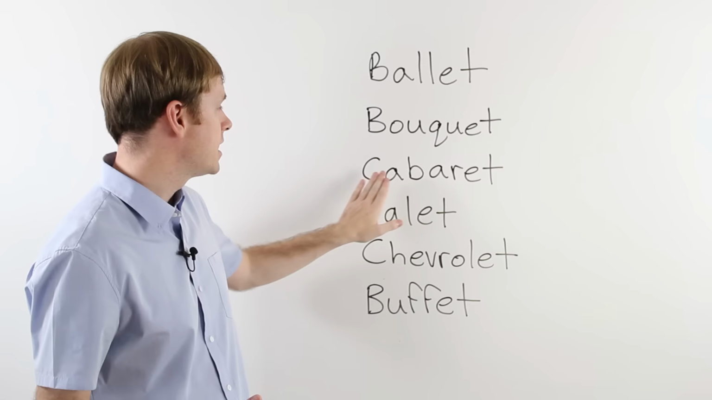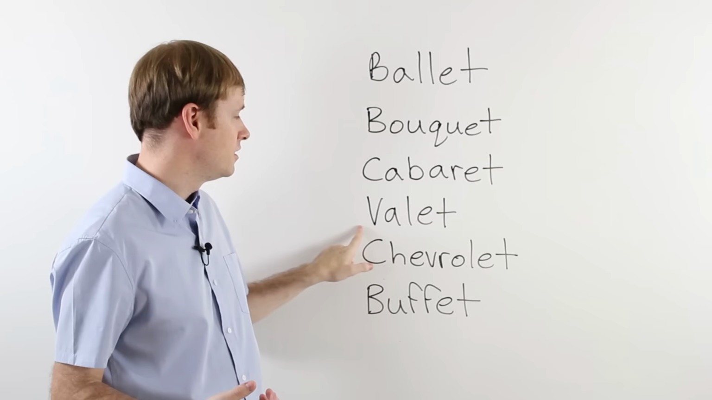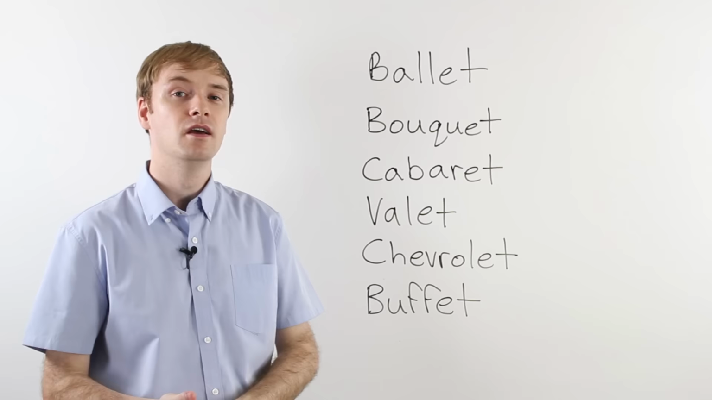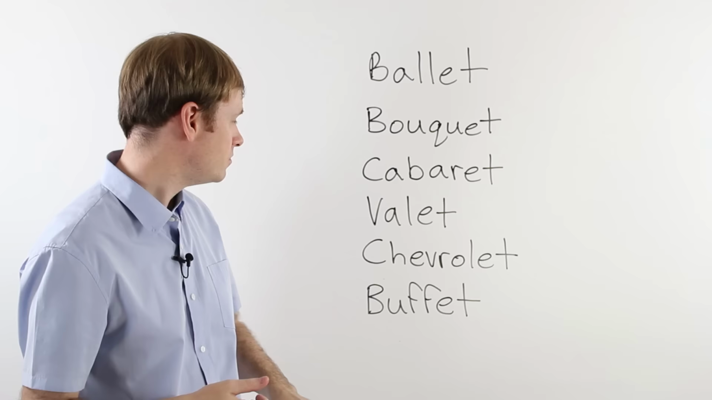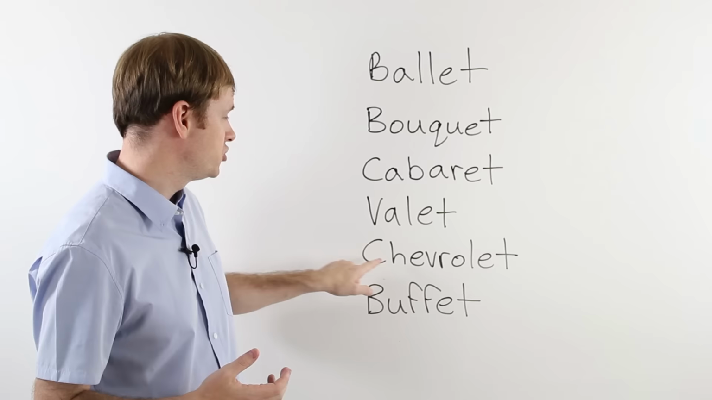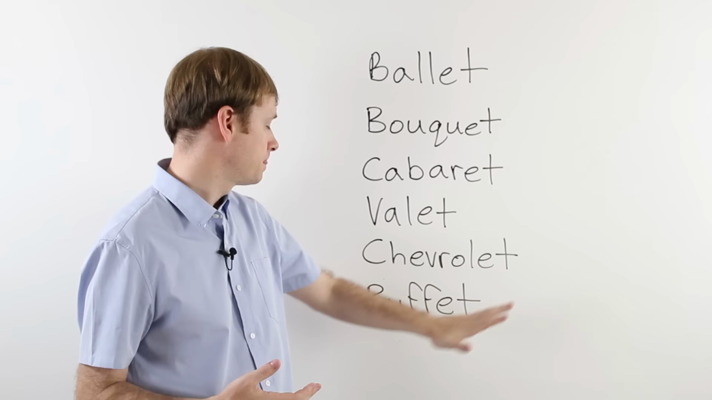The next word, valet. Of course, there's valet parking. You go to a restaurant, a nice restaurant, and some young, usually young man, will take your car keys and park your car. That's valet parking. And of course, everyone knows this car company, Chevrolet. Okay, again, Chevrolet.